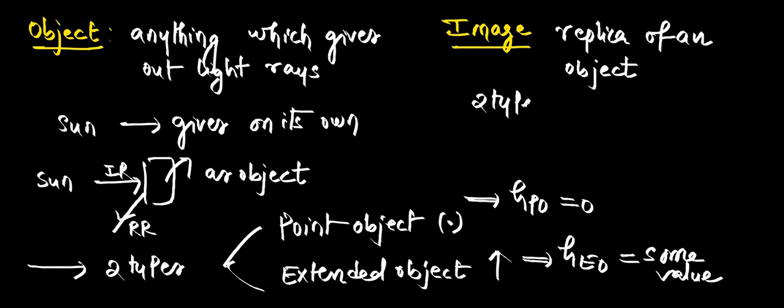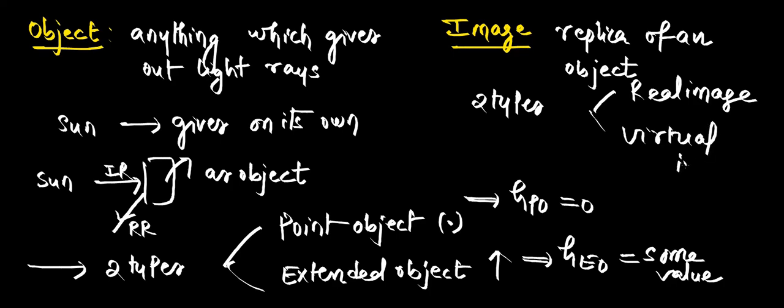And images will be of two types. One is real image, and the other is virtual image. The answer is there in the heading itself. Real image means this image is formed by actual intersection of the rays. They really meet, they really intersect, and that is how the image is formed. Virtual means they really don't meet. If you extend the rays backward, then they will meet.